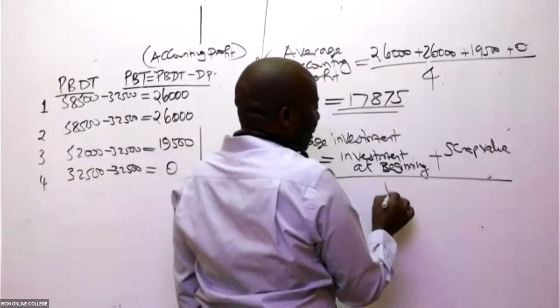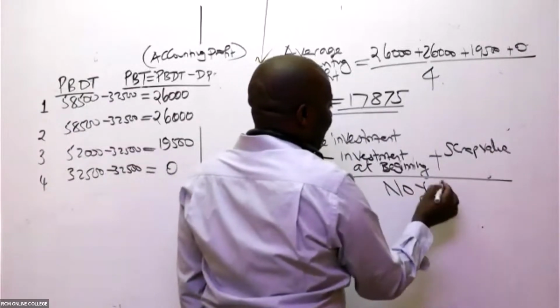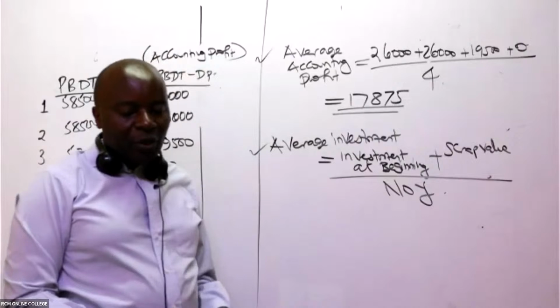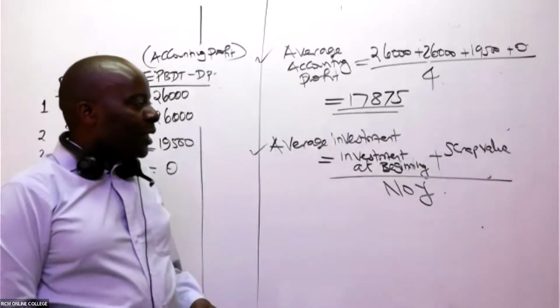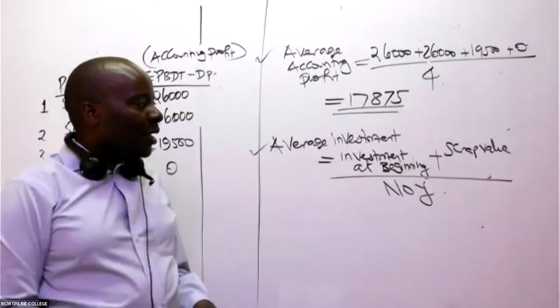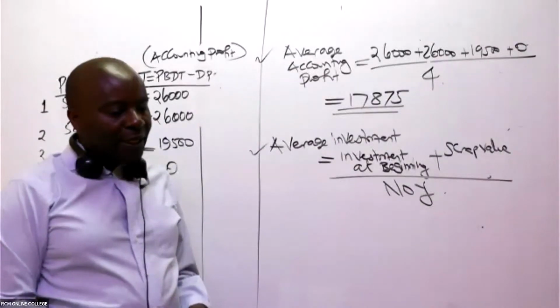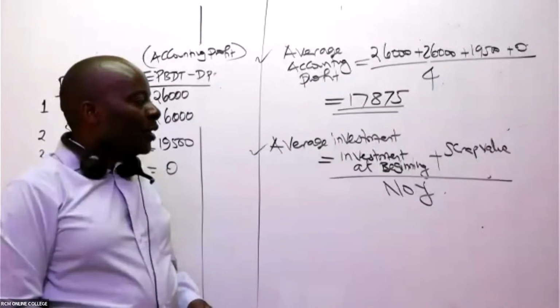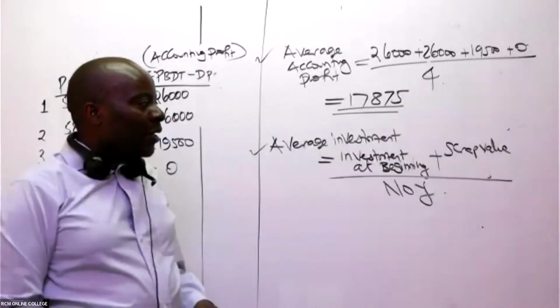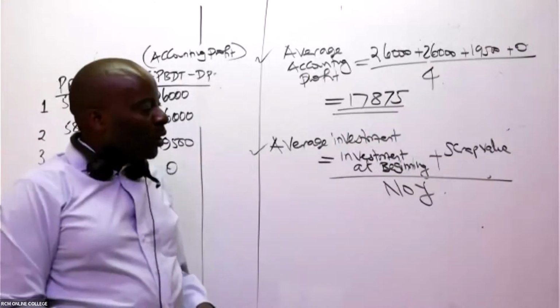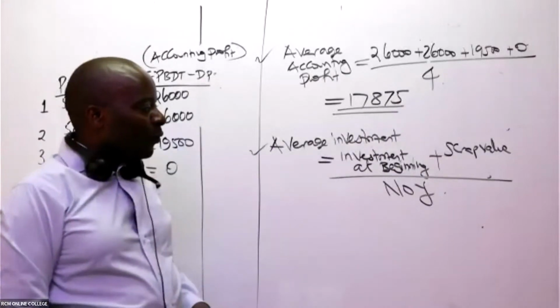And then we'll divide this by the number of years. So you take the investment at the beginning plus our scrap value, and you divide this by the number of years.